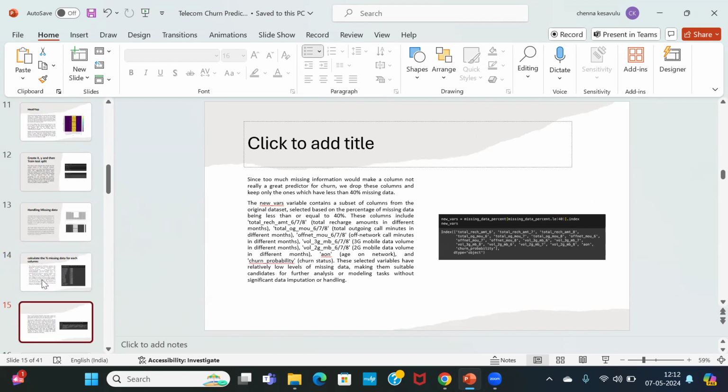The next slide also comes under the missing data for each column. We have dropped columns with more than 40% missing data to ensure the integrity of our data set for churn prediction. Moreover, the new variable contains a subset of columns selected based on the percentage of missing data being less than or equal to 40%. These variables have relatively low levels of missing data, making them suitable for further analysis or modeling tasks without significant data imputation or handling.